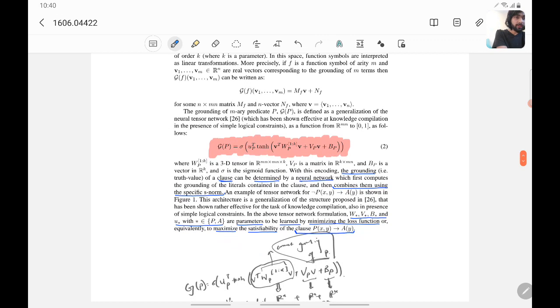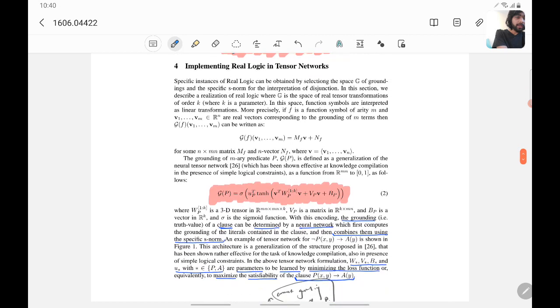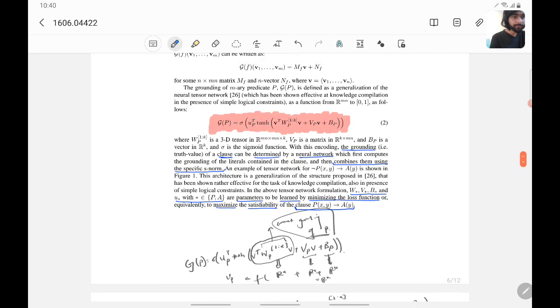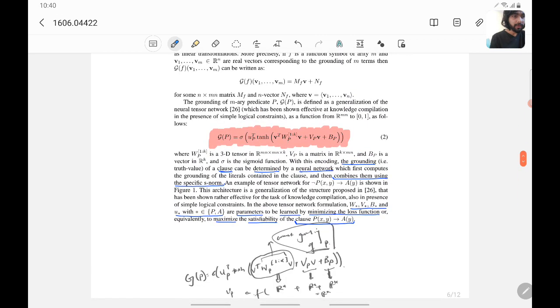Given this update function, now I have to implement real logic in tensor networks, right? So that becomes more of equation 2. W, V, and B, as well as U, are the parameters which the network learns, and W is basically the tensor for each predicate, for each function, for every relation.